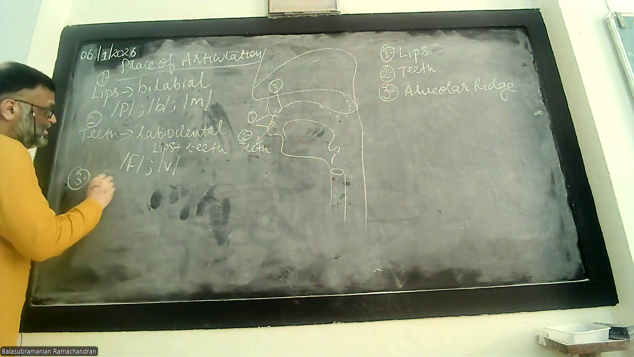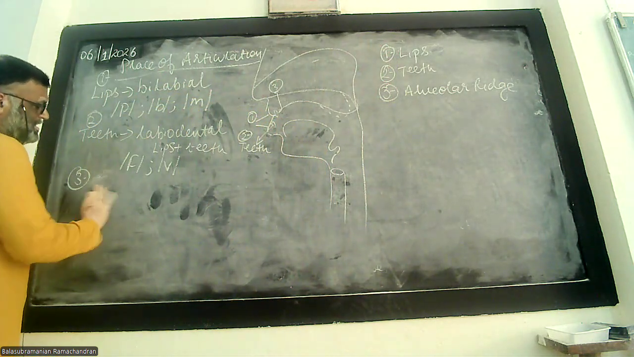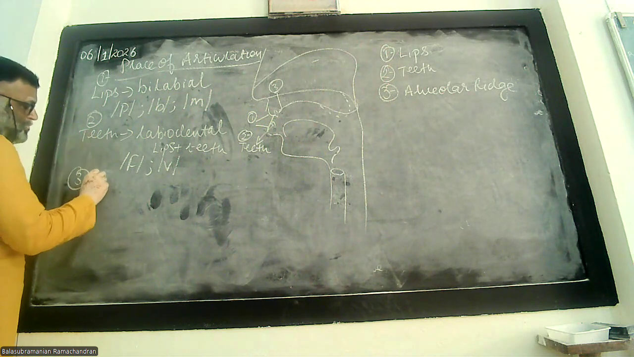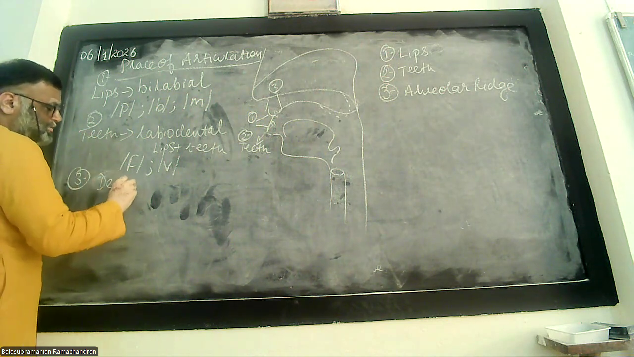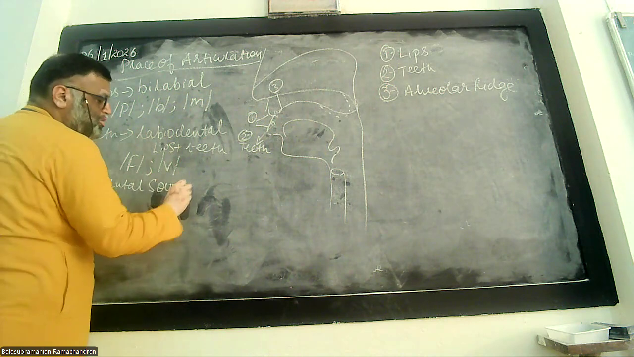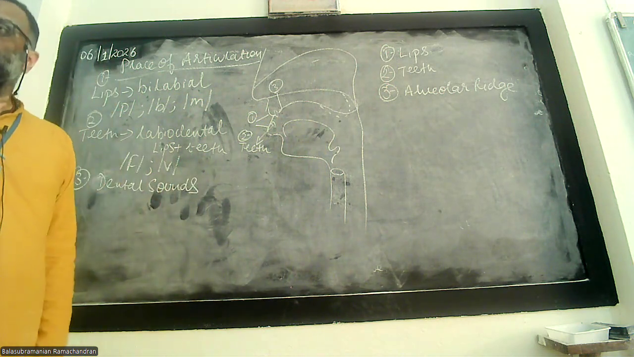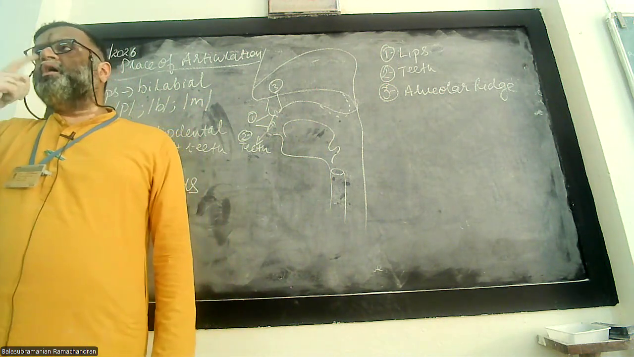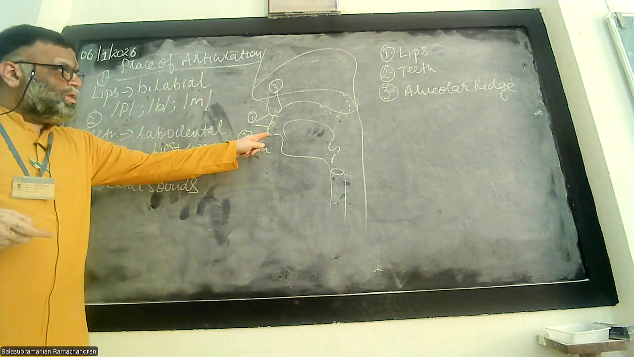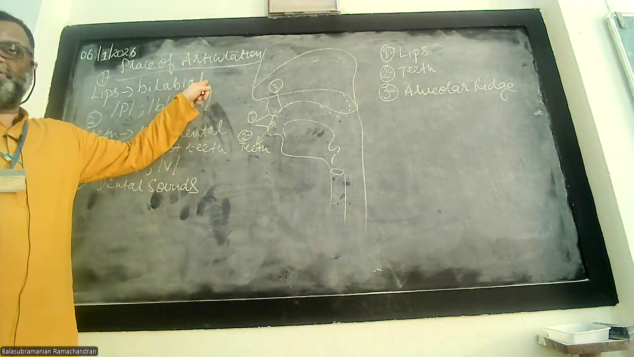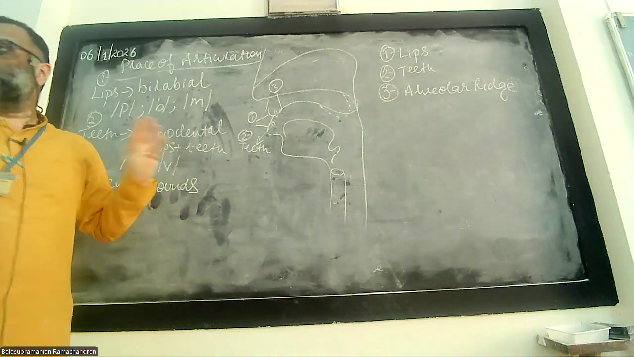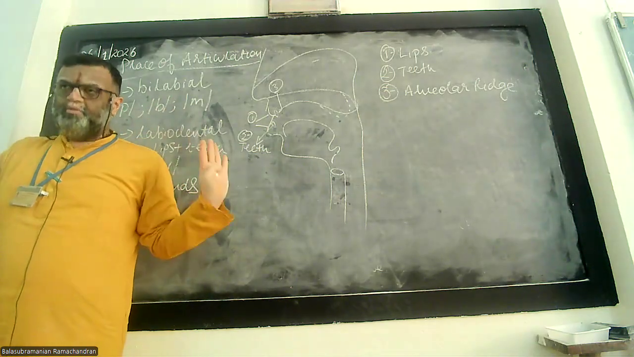So let us look at what the dental sounds are. So just the teeth, these are the lips and the teeth. So we have dental sounds. There are two sounds which are produced with the, from now on, we'll be involving the tongue also. Remember, in the bilabial sound and the labiodental sound, the tongue is not involved directly.